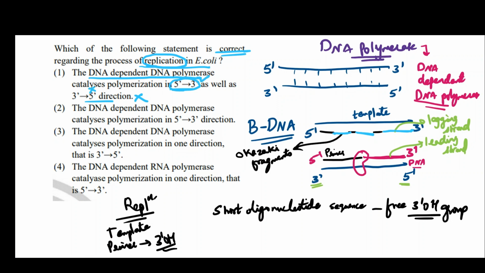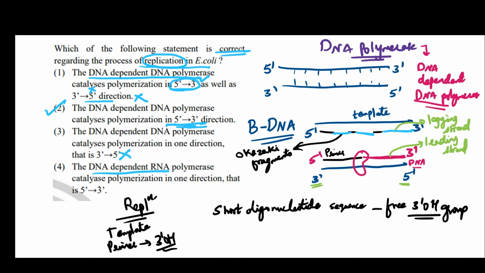The DNA dependent DNA polymerase catalyzes polymerization in 5' to 3' direction. Always remember, whether it is DNA polymerase or RNA polymerase, they always catalyze the process of polymerization only in 5' to 3' direction, not 3' to 5' direction. And this statement is completely wrong, as I said just now. Let's read the fourth statement.